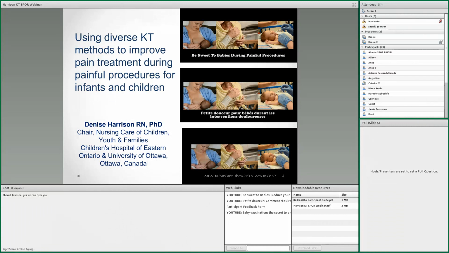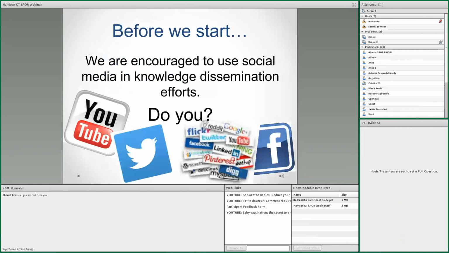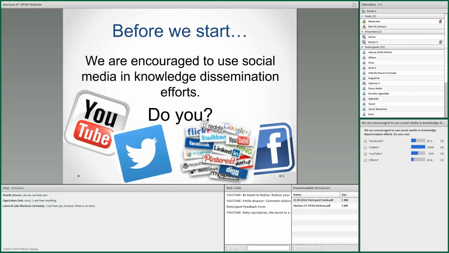Okay, so the title, as Denise said, is Using Diverse KT Methods to Improve Pain Treatment During Painful Procedures for Infants and Children. Before we start, I'm actually going to open the first poll. As researchers, we're encouraged to use social media in our knowledge dissemination efforts.